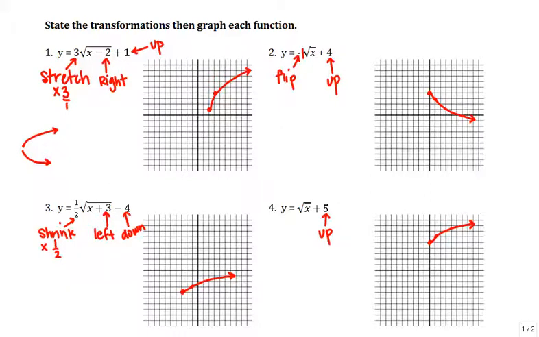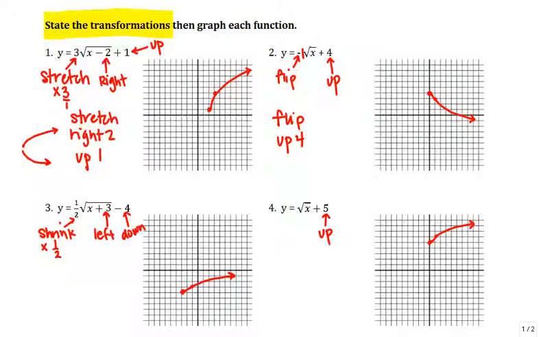And there it is. Now if you look back at the directions, it says state the transformations. So what I would like you to do is actually make a little list. So we can say stretch, right 2, up 1. Those are the transformations. The next one would be a flip, and then up 4. Number 3 would be a shrink, or if you just want to say slope is a half, that's fine. Left 3, down 4. And then the last one is just simply moving the curve up 5. So up 5. And there it is.